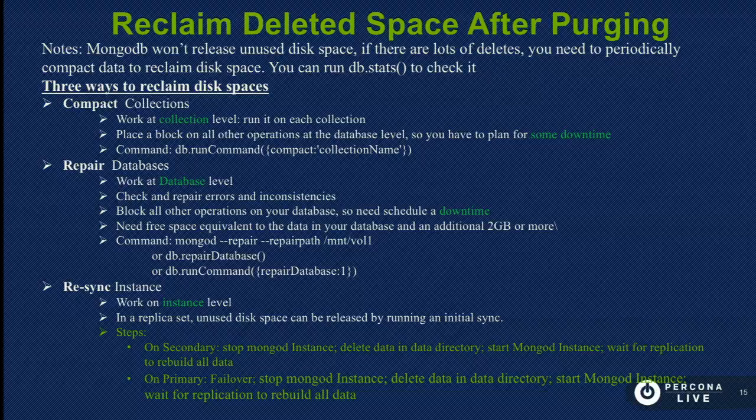There are a couple of ways to do that. The first way is compact, which works at the collection level. This is the command. The next one is repair database, which works at the database level. But these two methods both require downtime. Also, for this one, you need free space of 2 times your used space plus an additional 2 gigabytes. So we use the third one.